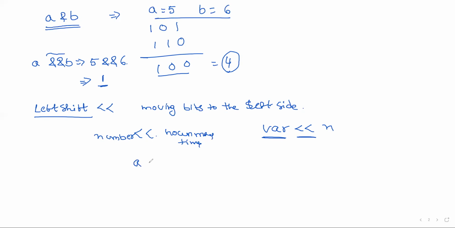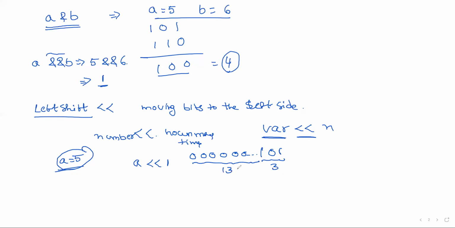For example, a double less than 1. Assume a is equal to 5. What is the meaning of this? We have to left shift 5 by 1 time. The procedure is that 5 is converted into binary. Assume it is an integer number. How many bits does an integer occupy? In the general case, an integer occupies 2 bytes, which means 16 bits. So a total of 16 bits is allotted for an integer. Of those 16 bits, only 3 bits are used to store the number 5, and the remaining 13 bits are zeros.